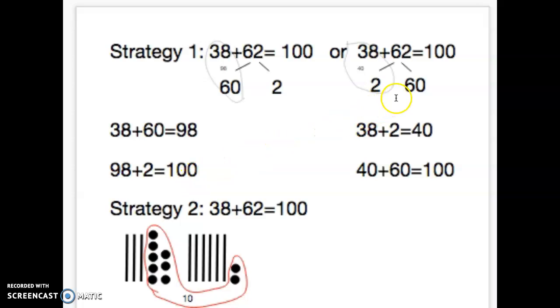Or I could have tried to get to the next 10. I could have decomposed 62 into the 2 and the 60. 38 plus 2 gives me the number 40. 40 plus 60 equals 100.